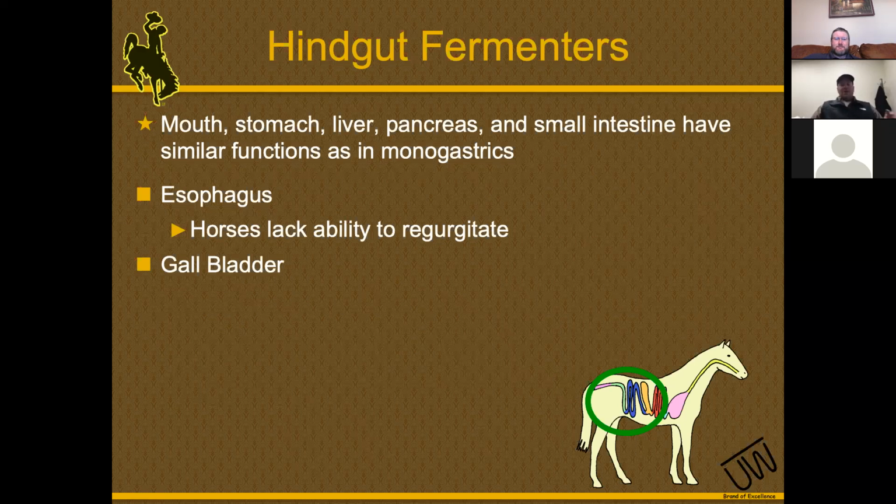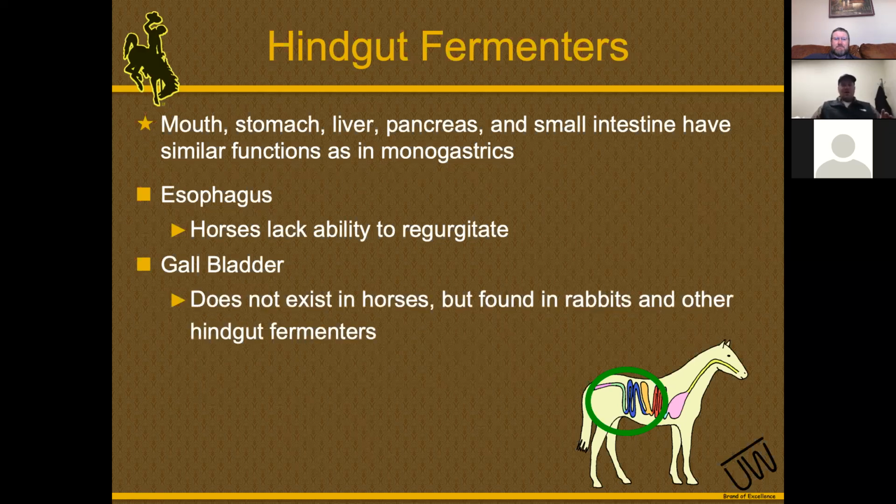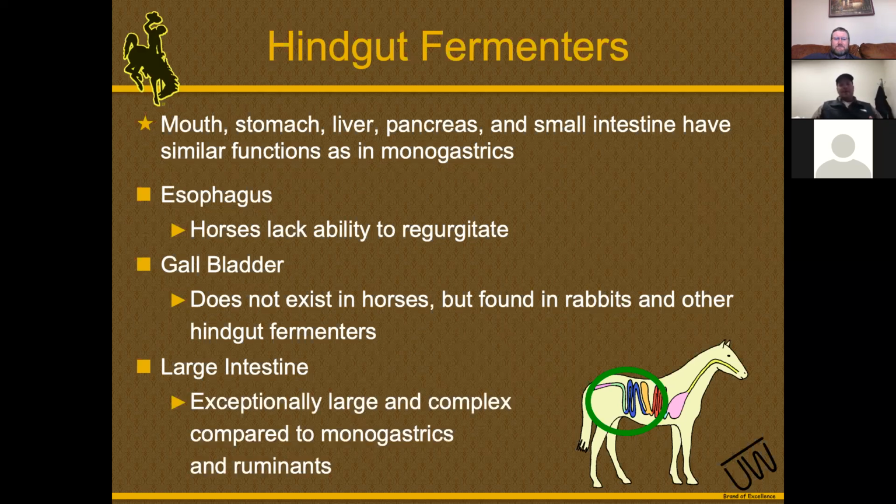I told you that all monogastric animals have a gallbladder. Well, not in horses. They don't have one, so their fat metabolism is a little bit different. And compared to the others, they have an exceptionally large and complex large intestine compared to monogastrics, and even ruminant animals, because in ruminant animals a little bit of microbial fermentation occurs and water absorption occurs, but the large intestine in these hindgut fermenters is much more complex.